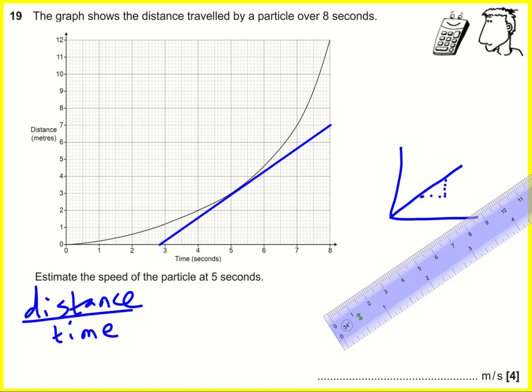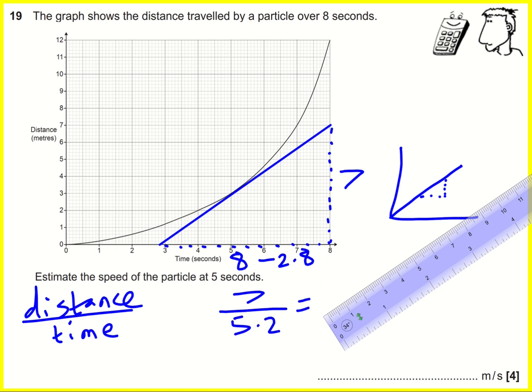So now I'm actually finding the gradient of this straight line. That will represent the speed at 5 seconds. So I'm going to turn it into a triangle, and I can see if I read off the graph that the change, the rise, is actually 7 meters. And then the run, the amount of time, is going to be 8 minus 2.8, it looks like. So it's going to be 7 divided by 5.2.